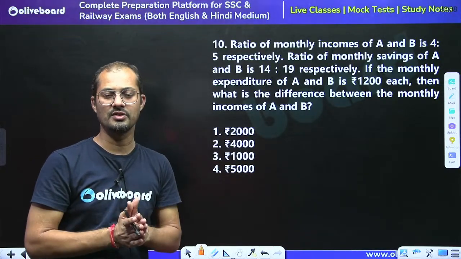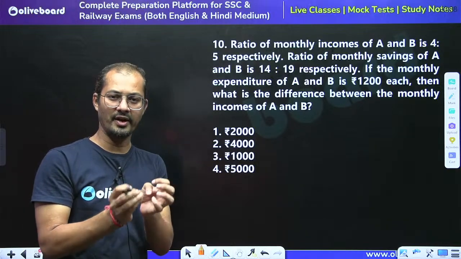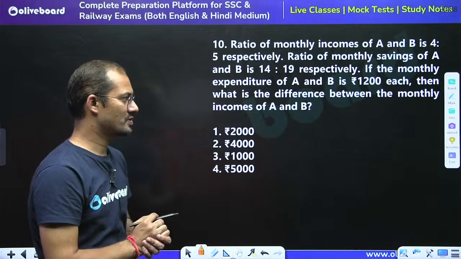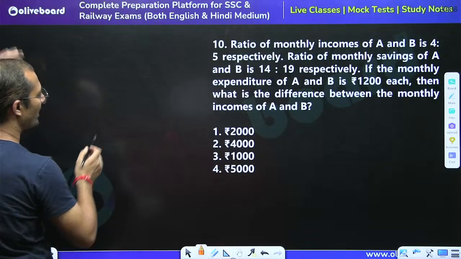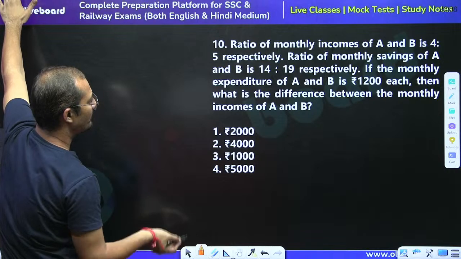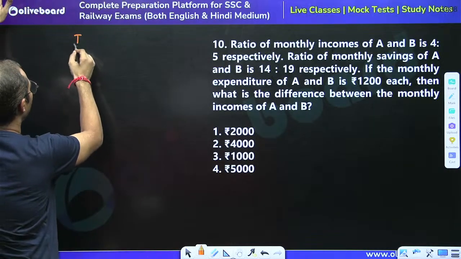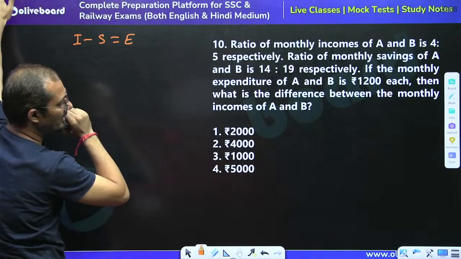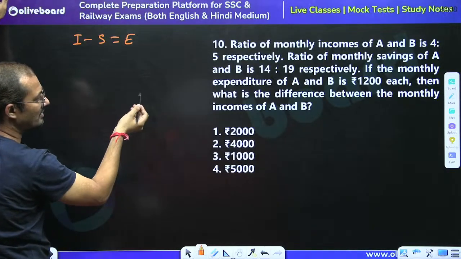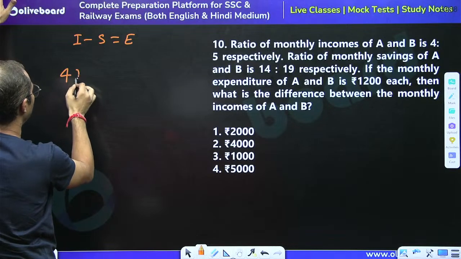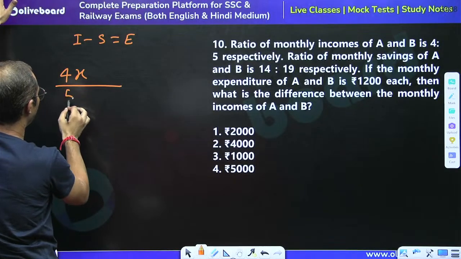See, there are two approaches we can use in this question. One is basic concept approach, which you have already learned in your junior classes, right? And another is a smart approach. So according to the junior class approach or X approach, we know that income minus saving is equal to expenditure, right? I can suppose that the income of A is 4x, and the income of B is 5x.